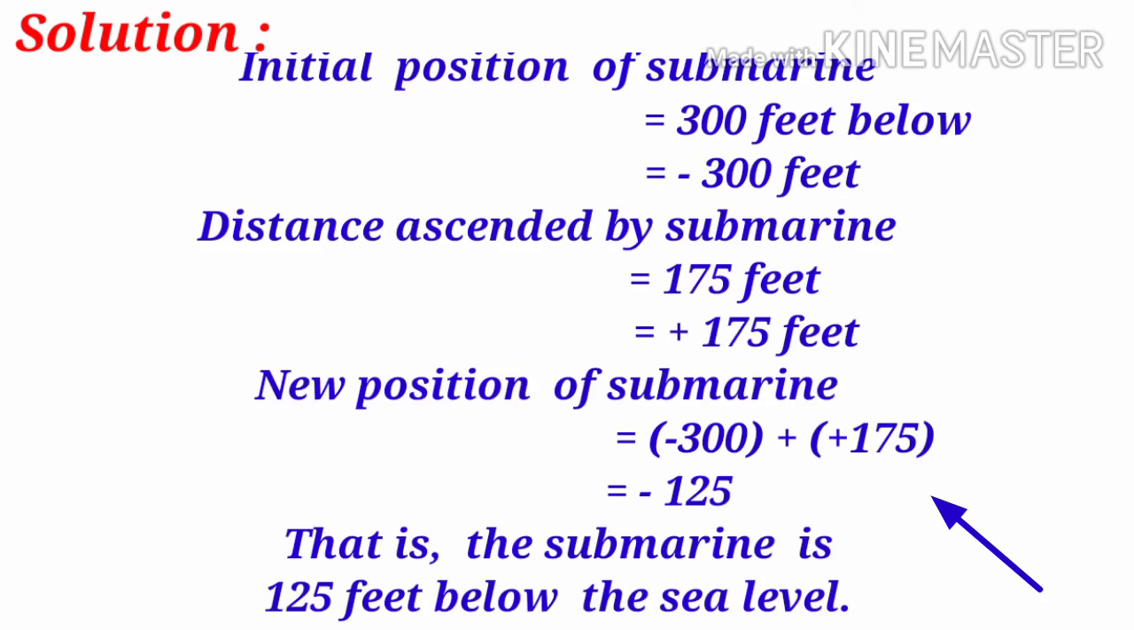To find the new position of the submarine, we have to add these two values. Write down: initial position of submarine is equal to 300 feet below, that is minus 300 feet. Distance ascended by submarine is equal to 175 feet, that is plus 175 feet. New position of submarine: we subtract the smaller from the larger and put the sign of the larger one, which gives minus 125. That is, the submarine is 125 feet below the sea level.